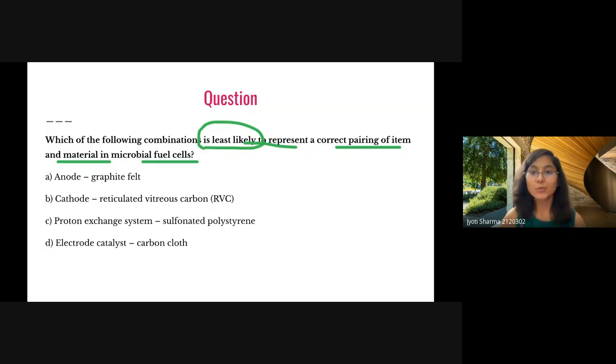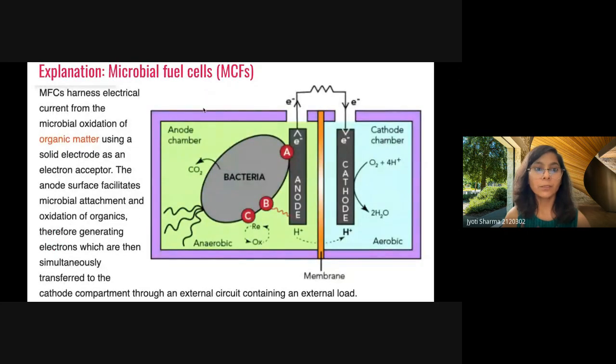Venkateshwara, you need to change the option because B is not the right option. So B is the correct pairing, right? B is the correct pairing. But in the question, I asked you which one is the least likely to represent a correct pairing. So yes, Dia gave me D, and yes, D is the right answer. Let me clear this and let me show you the table.